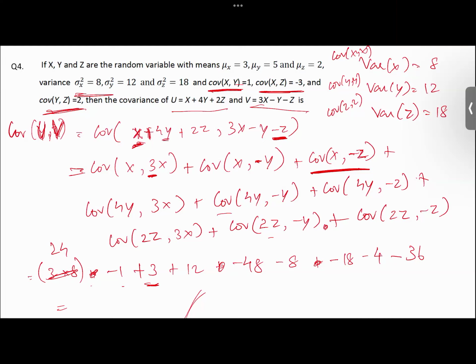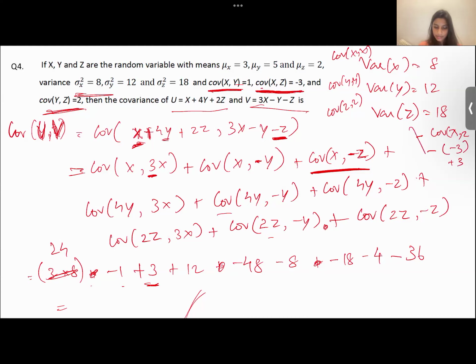The student asks where the 3 is taken from. It's given in the question: covariance of x comma z is minus 3. And there's a minus here, so you bring the minus out. So basically minus into covariance of x comma z, so minus into minus 3, so plus 3. That's what you've written. This looks like a lot of terms, but if you carefully do one at a time, it should be easy. Okay ma'am, thank you.